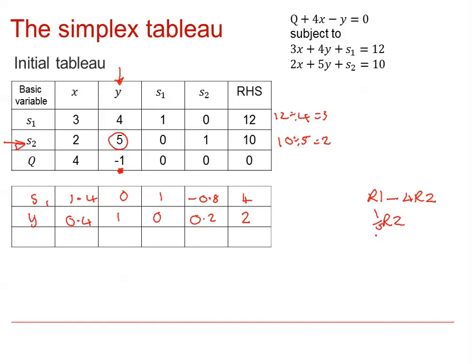And then for row 3, we perform the operation row 3, add the new row 2, and we get 4.4, 0, 0, 0.2 and 2, and the basic variable stays as Q. So since there are no negative elements in the objective row, we don't need to perform another iteration and the problem has been solved.